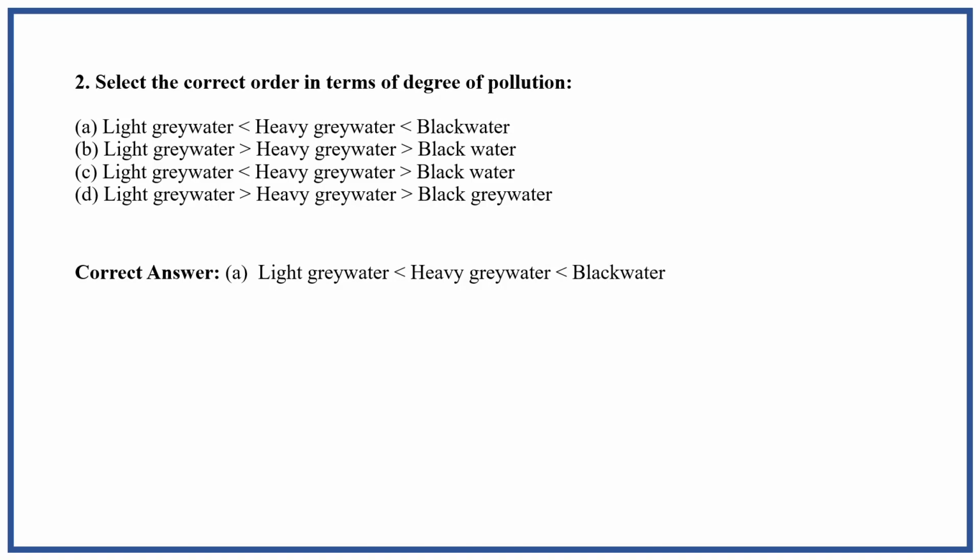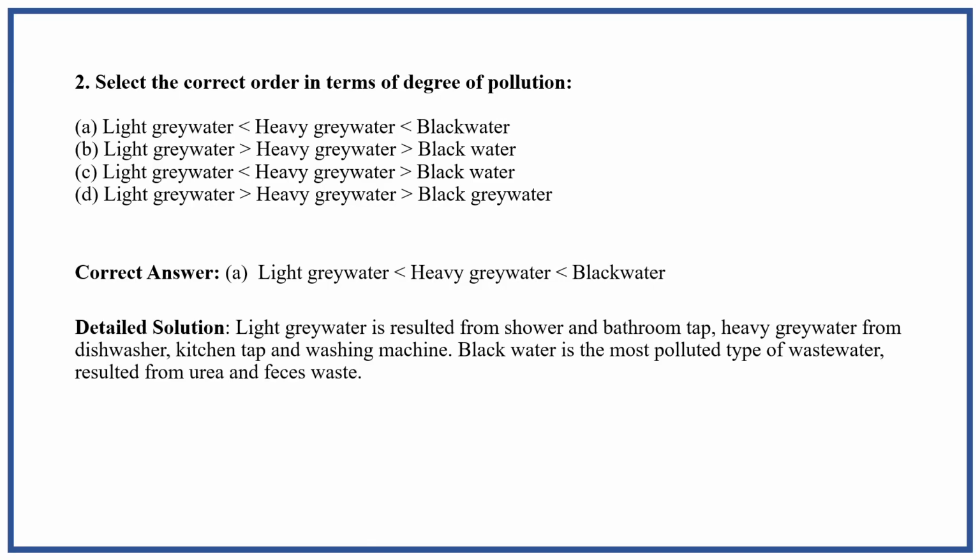So here we can see that the light gray water is basically all the bathroom flushings and all. Heavy gray water will have the dishwashers, kitchen, sink, so it will have a higher organic load. And then the highest will be the black water. So this is the answer.